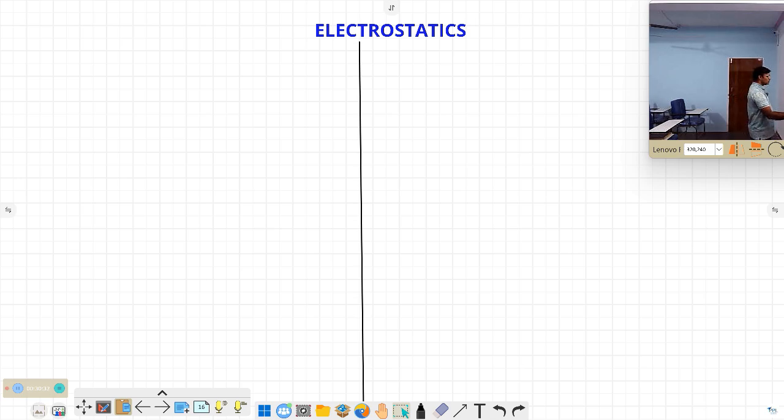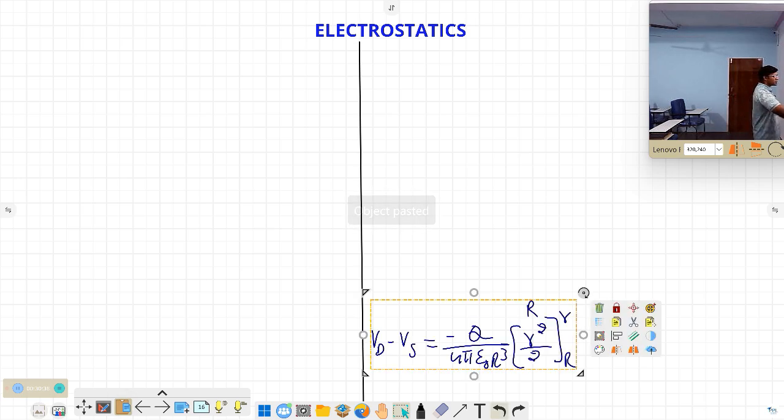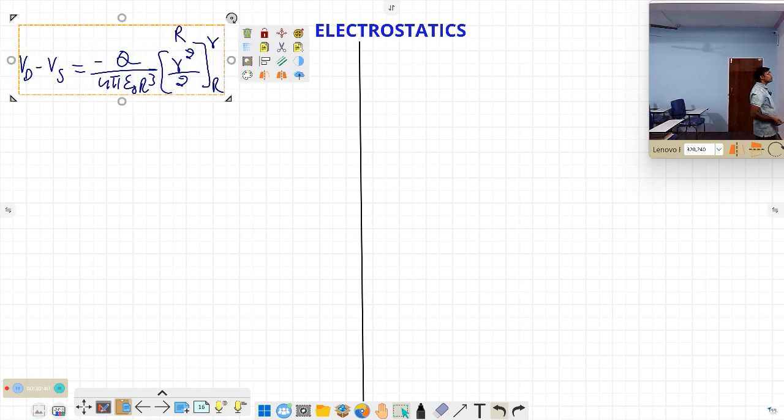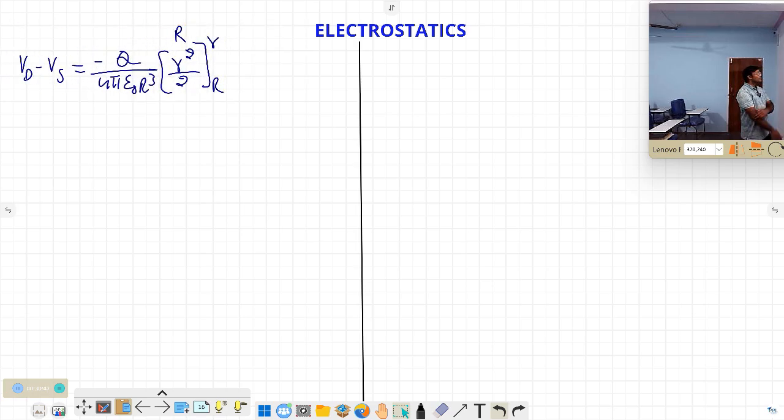Now if you take the equation from just before, Vd minus Vs is equal to minus q by 4 pi epsilon naught r cube into r square by 2, from small r to capital R. In this case I can erase this one. Okay, so now what equation can I write?